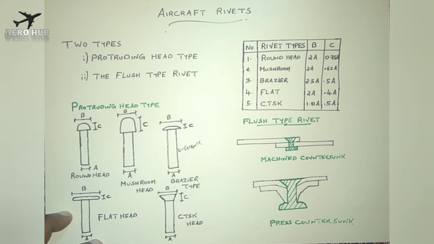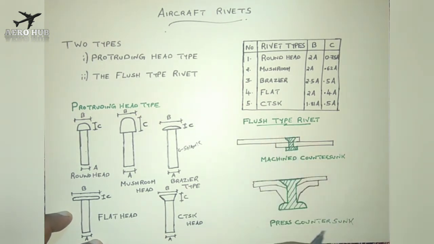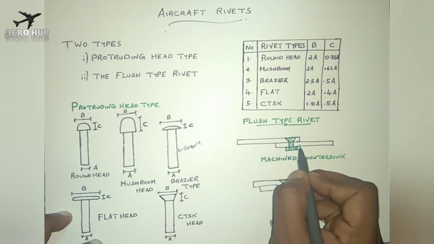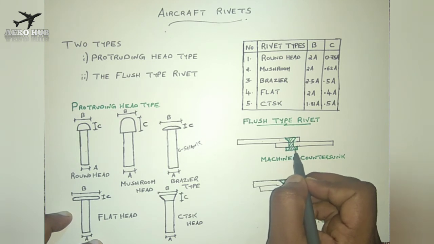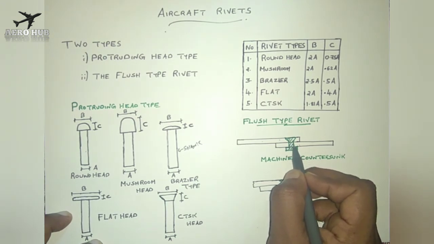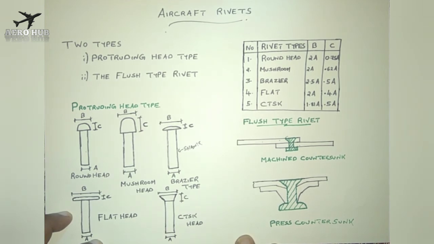To avoid or reduce the amount of profile drag, we mainly use flush type rivets, and you can see the type of rivet used here. It is a flush type rivet, and these are two thin plates joined by using a flush machine countersunk rivet. When you use a flush type rivet, there is no protruding portion for the rivet. This can reduce the amount of profile drag, that is the drag mainly due to the shape of the aircraft.